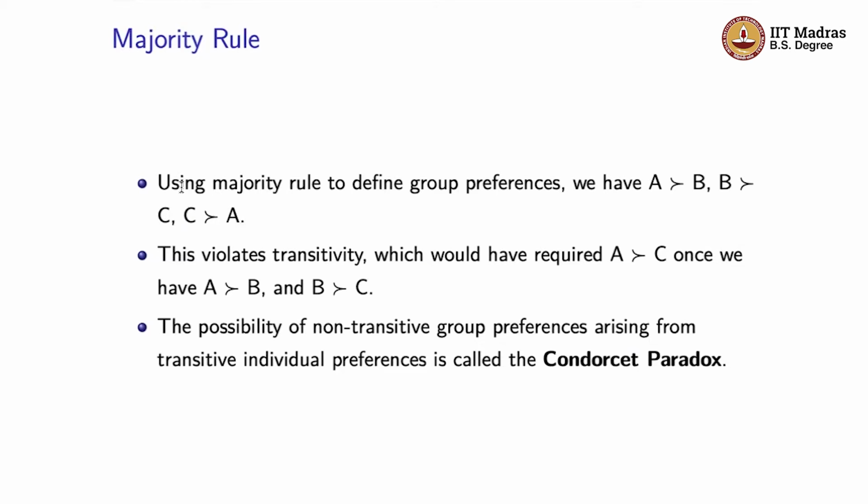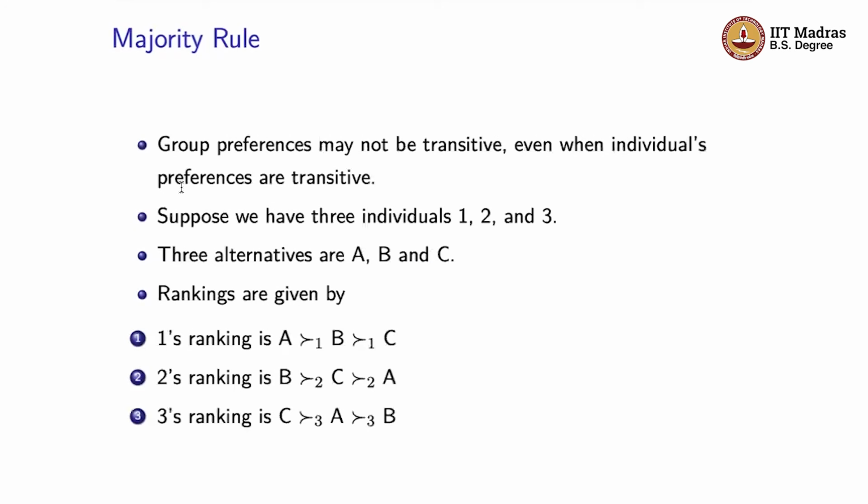Note that it is not the case that individual preferences fail to satisfy transitivity, right? Here we can see that individual preferences are satisfying transitivity. For example, from person 1's ranking, A is preferred over B and B is preferred over C, and we see that A is preferred over C, right? So transitivity holds true. From person 2's ranking, B is preferred over C, C is preferred over A, and B is preferred over A, right? So this is again transitivity holding true. Similarly, for person 3, C is preferred over A and A is preferred over B, and C is therefore preferred over B, right? So at the individual level, transitivity is not a problem.